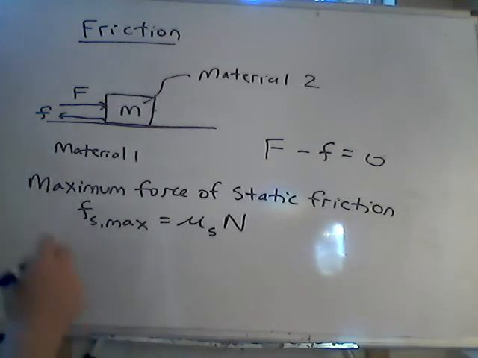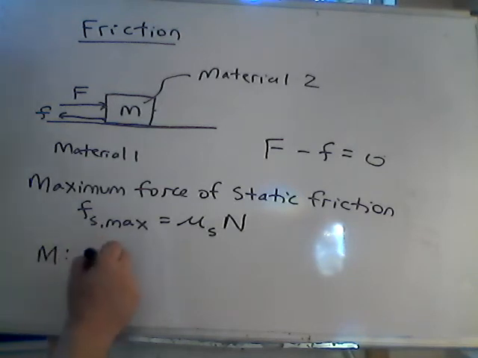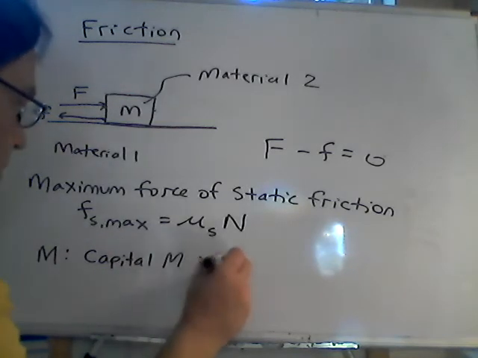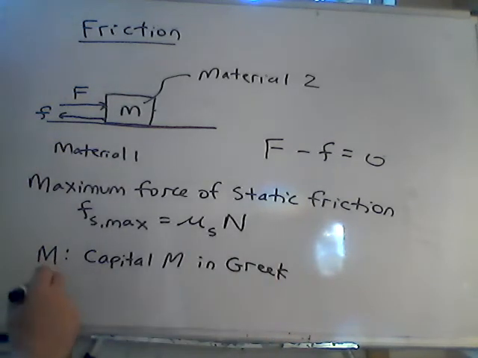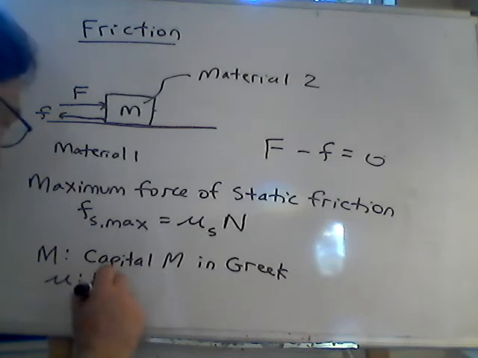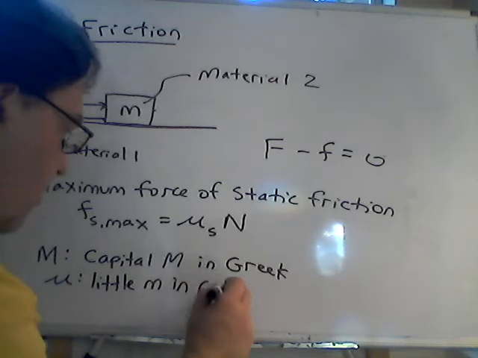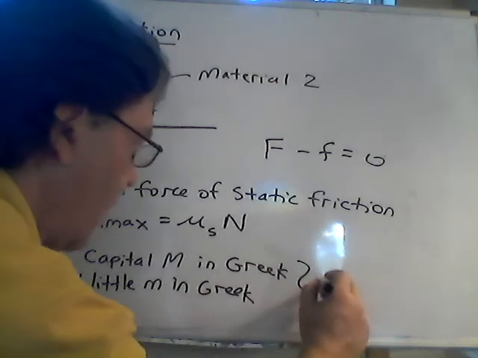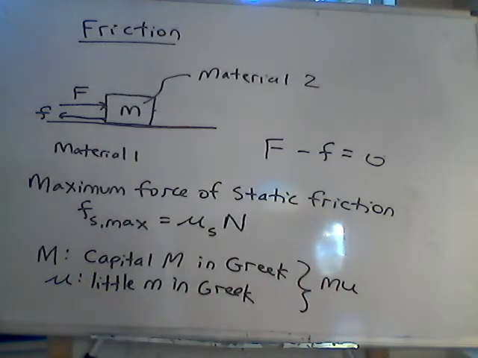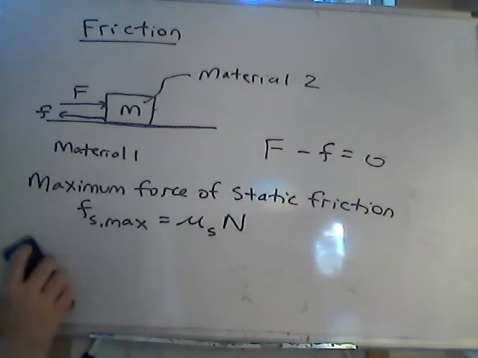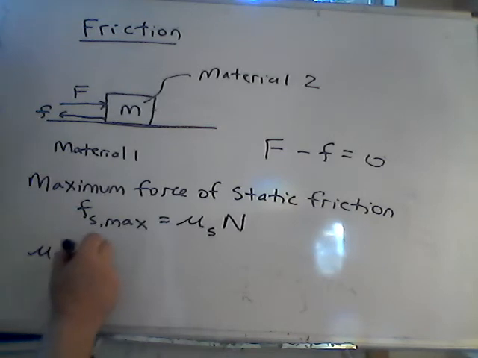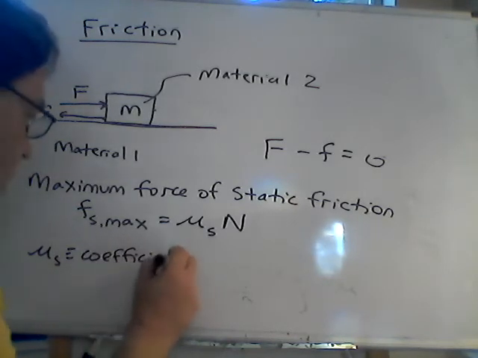Now, mu is the Greek letter equivalent to the little m here. Mu looks like a funny looking U, but has a little tail on it. It's like the sound of a cat, mu, M-U. So essentially, little mu. So we have mu sub S. Again, we have to keep borrowing Greek letters. We're only in chapter 4, all right? So mu is the coefficient of static friction.